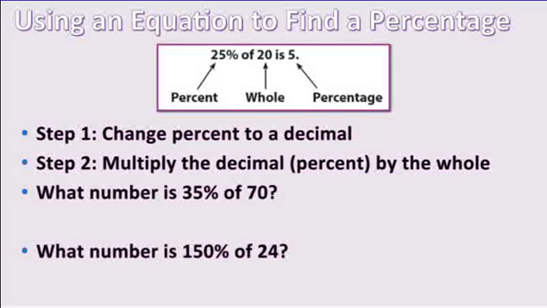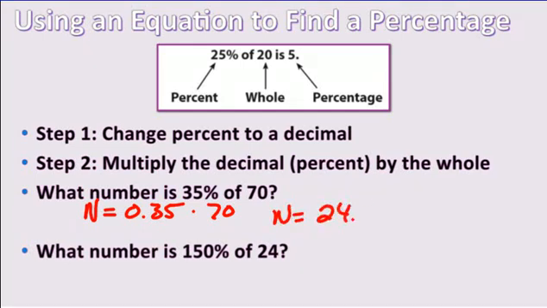Next one, what number, n, or any variable that you want to choose, is 35%, so 0.35, of, times 70. So 0.35 times 70 gives us an answer of 24.5. And then next one, what number, n, is 150%. So this would be 1.5 because I divide that by 100, so I'll move it 2 decimal places to the left. Of, times 24. So 1.5 times 24 gives us 36.